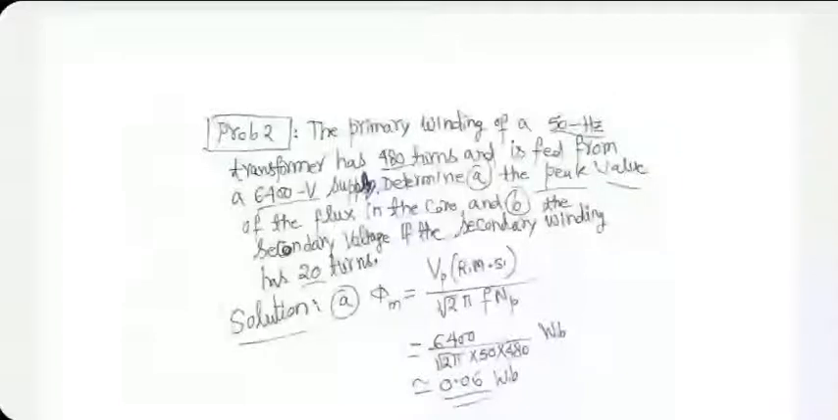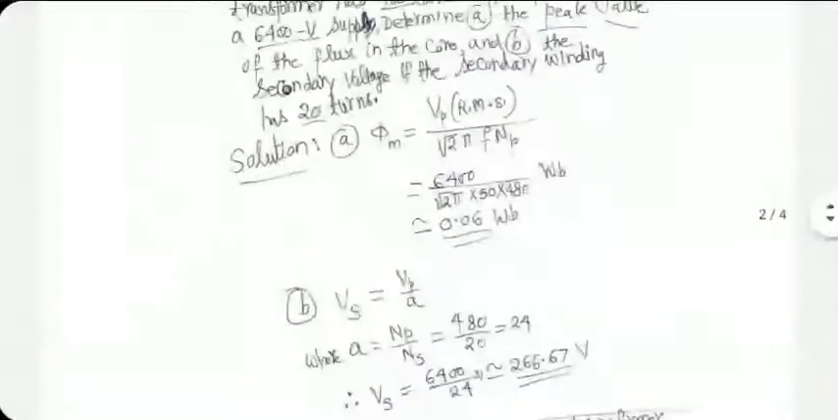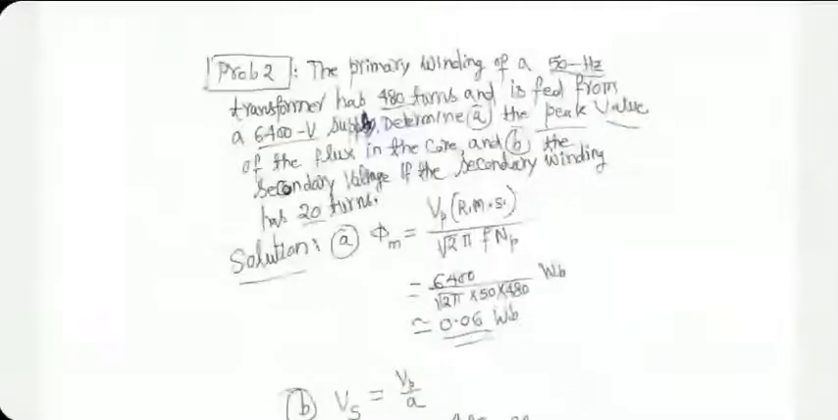Again, since losses are not given, you assume lossless case. So phi m is given by the same equation that we were using in the previous problem. You plug in all the numerical values. You should get phi m equal to almost 0.06 Weber.